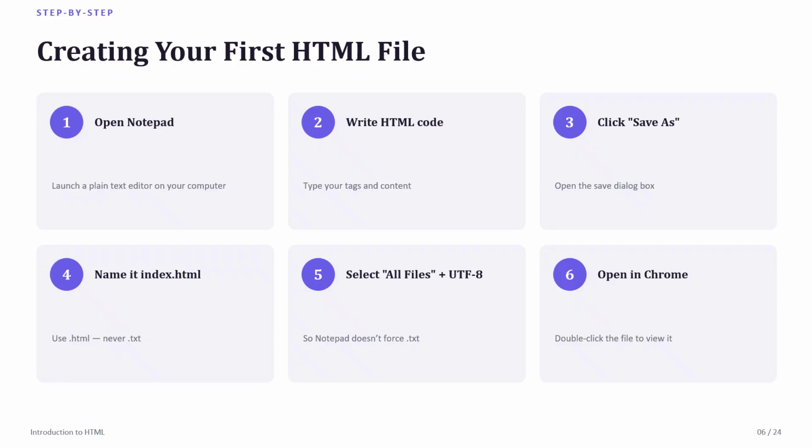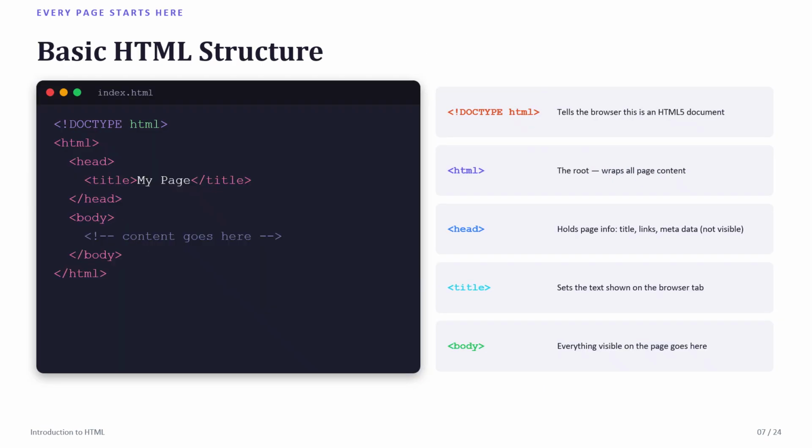It's a simple loop, but even the biggest websites in the world do this exact same thing. Let's break down the step-by-step to create your first file. Open Notepad, write your code, hit Save As, name it index.html, make sure it's not .txt, select all files and UTF-8 encoding, then double-click it to open in Chrome. Boom, you're officially a developer.